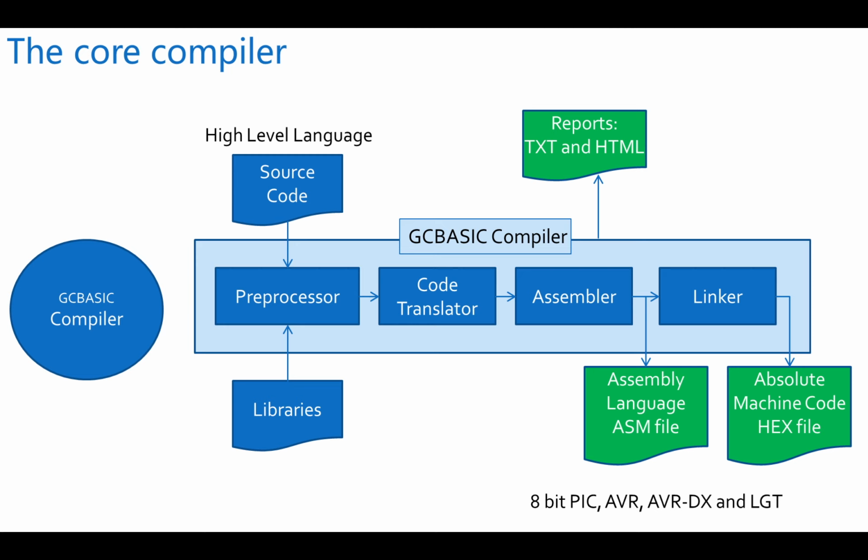We saw how the core compiler works. We saw how we can take source code. I'll bring my pen up. Take the source code, put it into a preprocessor, bring in the many hundreds of libraries that are available, and it goes through code translation into the assembler, which produces reports, which you can look at, and assembly files that you can look at, through GCASM, the linker, and produces a machine-specific file.